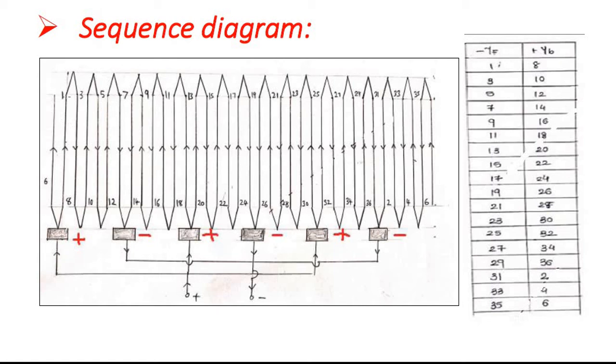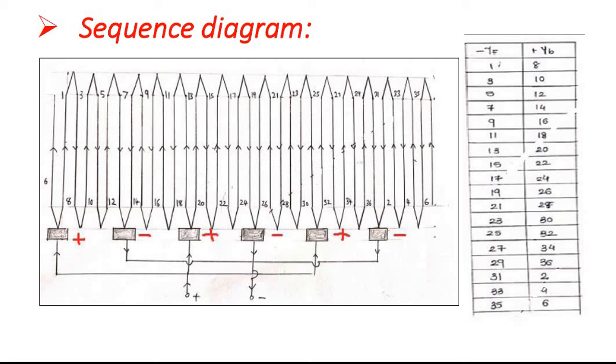Then give the numbering. So all the top conductors are given 1, 3, 5, 7, 9 till 35, and all the bottom conductors are given the numbers 2, 4, 6, 8, 10, 12, 14 till 34, 36. Now from the winding table, 1 to 8. So this is conductor number 1 and it is connected to 8. So from the winding table, connect all the conductors like this.